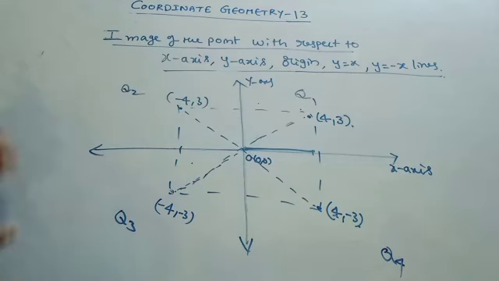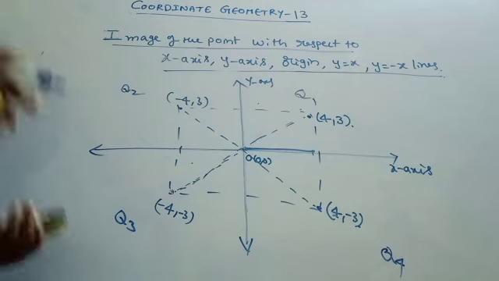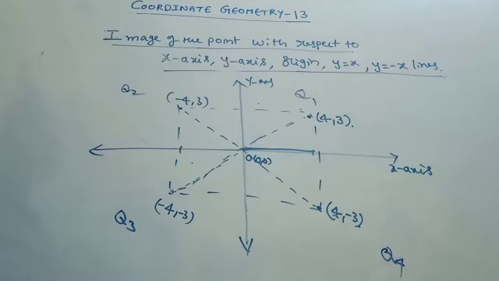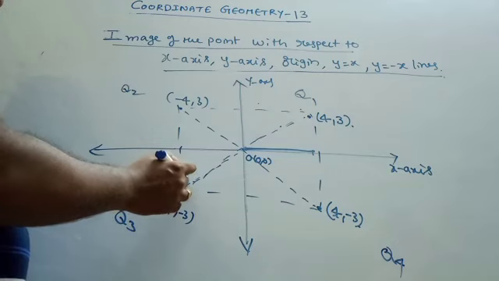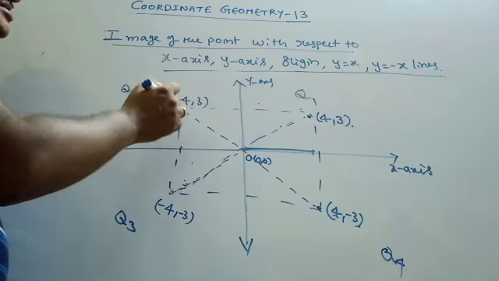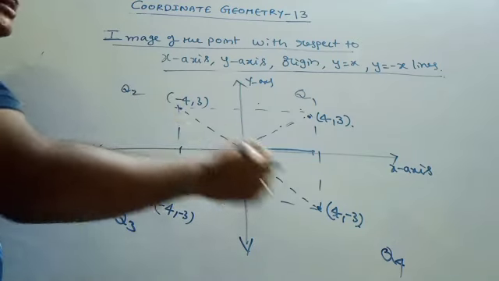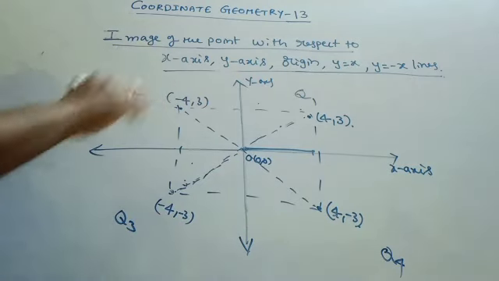This is the image of any point. I have just taken a general 4 comma 3. You can take any point. Suppose you take 2 comma 2, its image becomes minus 2 comma minus 2, and similarly for minus 2 comma 2 it becomes 2 comma minus 2. Like that it will vary, right?